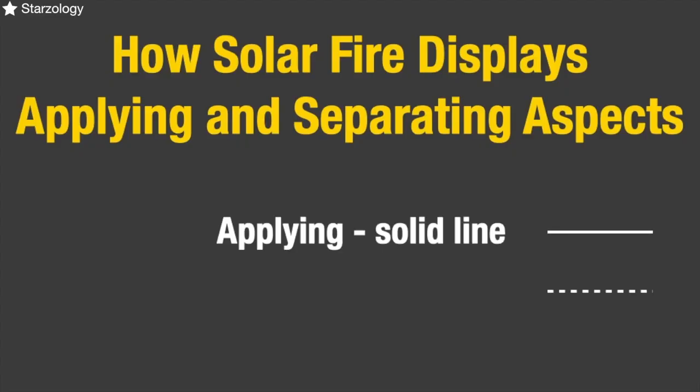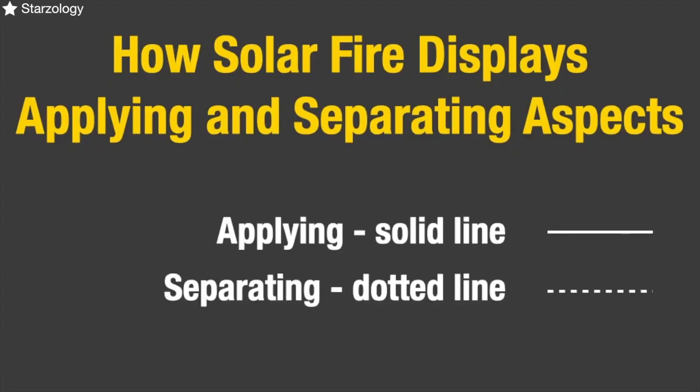And there are 2 specific ways Solar Fire displays applying and separating aspects. If you use the Solar Fire astrology program for PC, and many people have it, you will see that you have the option of putting in applying aspects as a solid line and separating aspects as a dotted line. Apart from the fact that if the aspect is tighter, the line would be thicker than if it was wider, then it would be thinner. So you have this option of applying as solid lines typically and separating as dotted lines, which is the standard that we as astrologers have used for many, many years.